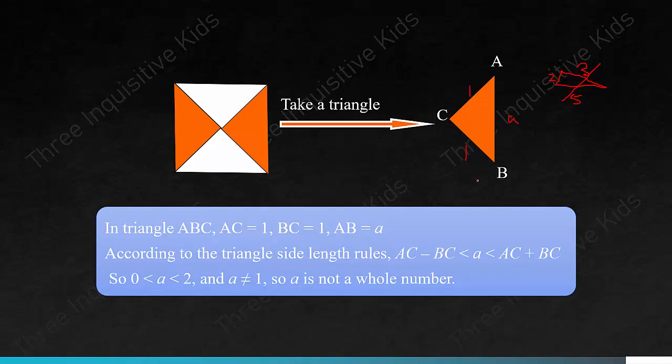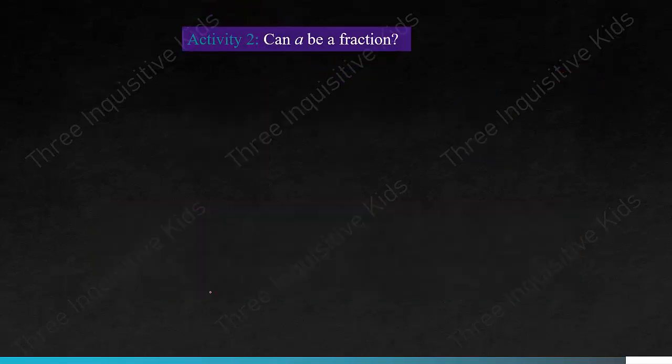So AC minus BC equals 0, because 1 minus 1 equals 0. And AC plus BC, which is the same thing as 1 plus 1, equals 2. So that's how we got the inequality. A is somewhere in between 0 and 2. So 0 is less than A, which is less than 2. Can A be a fraction then?